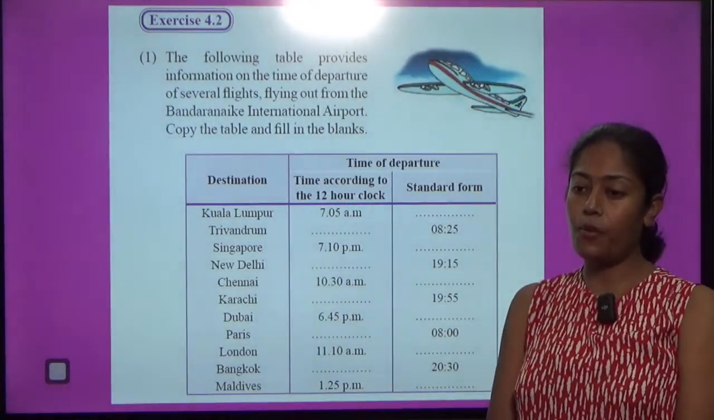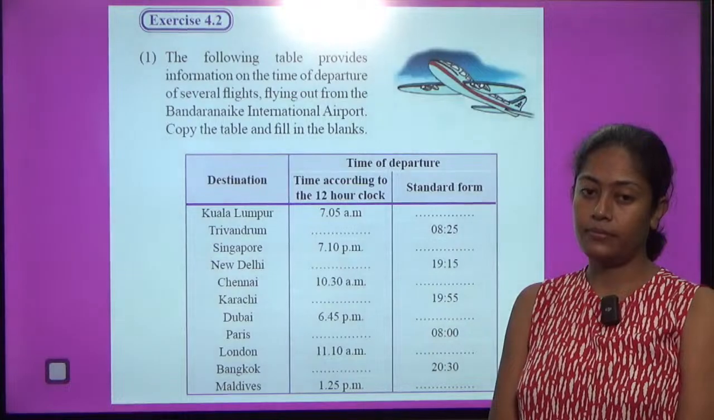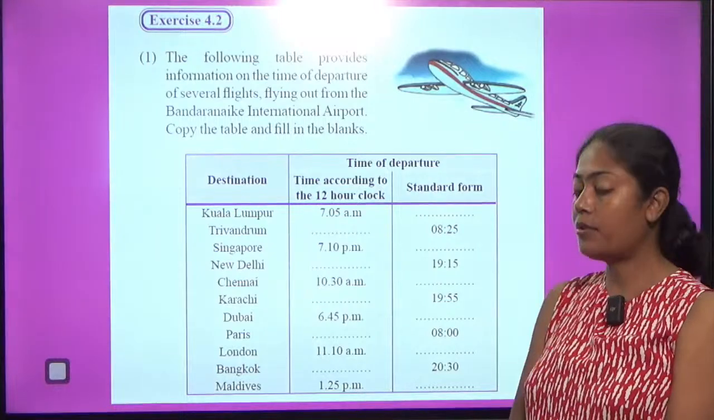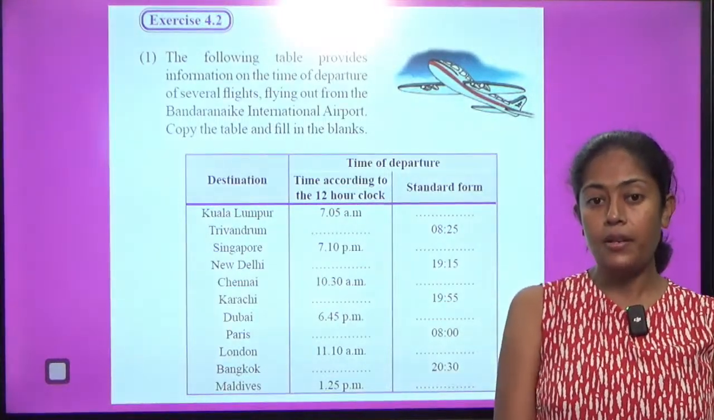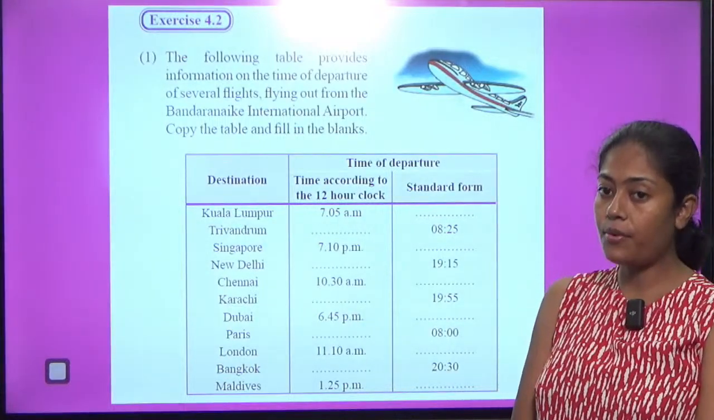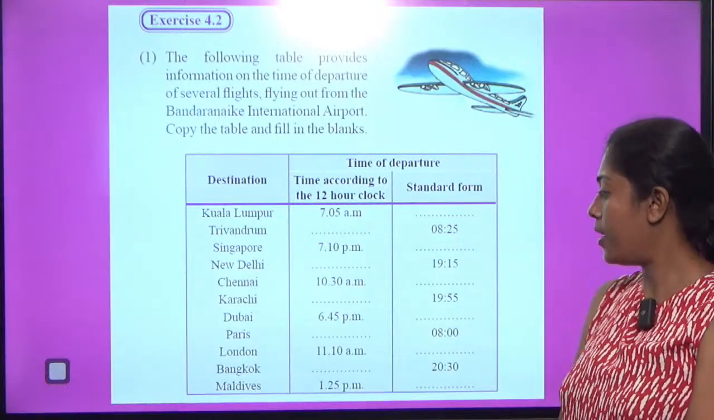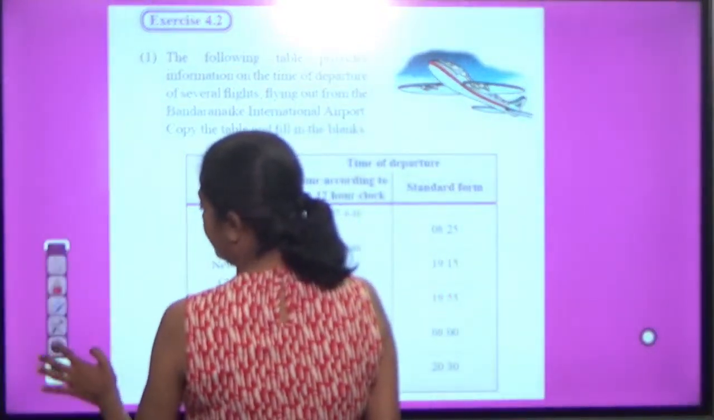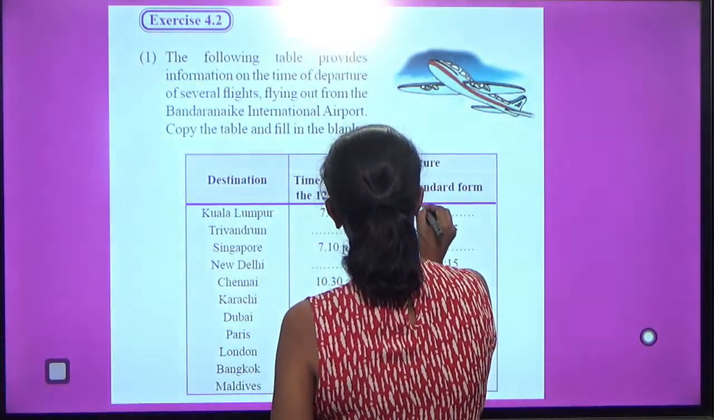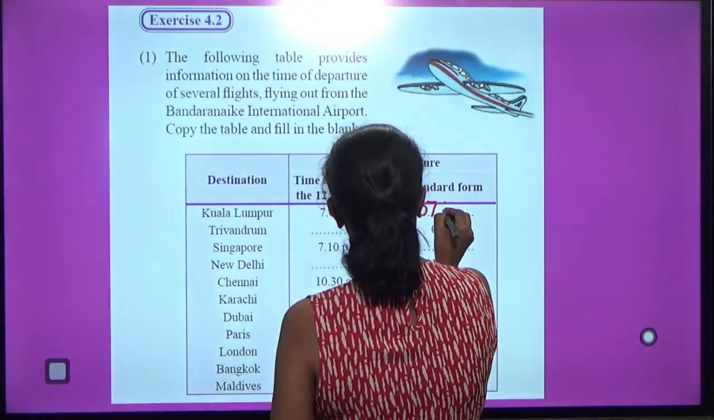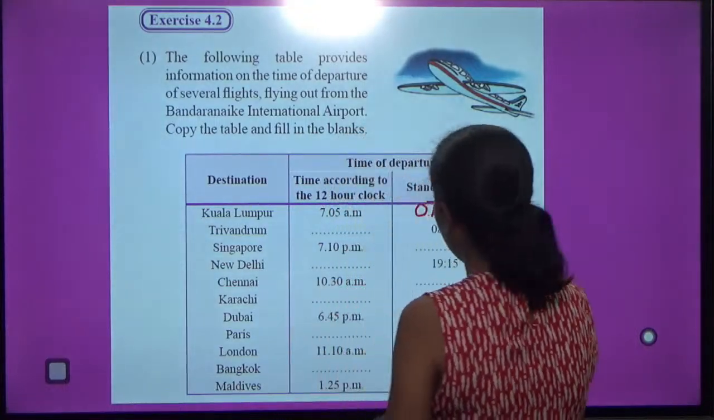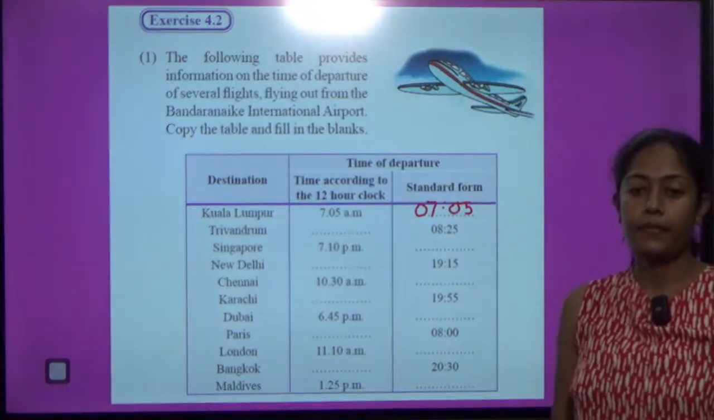Then in standard form how we can write? Standard form in AM time we have to use 1 to 12, then 7 am we can write as just this one, but we have to write that one in 4 digits. So how we can write? This one we can write 0, 7 double dot, then 0 and 5. Okay. Right?